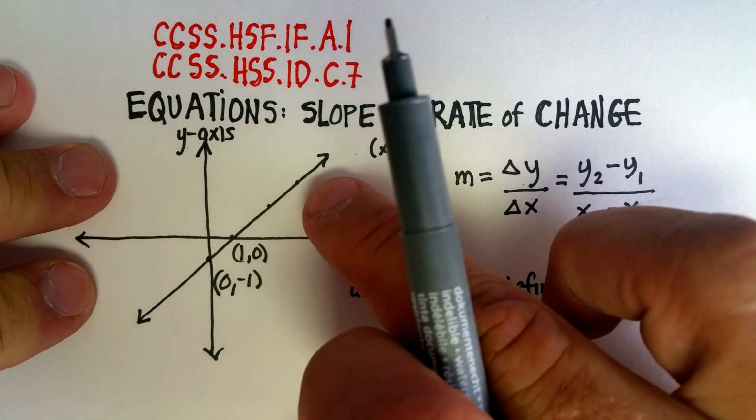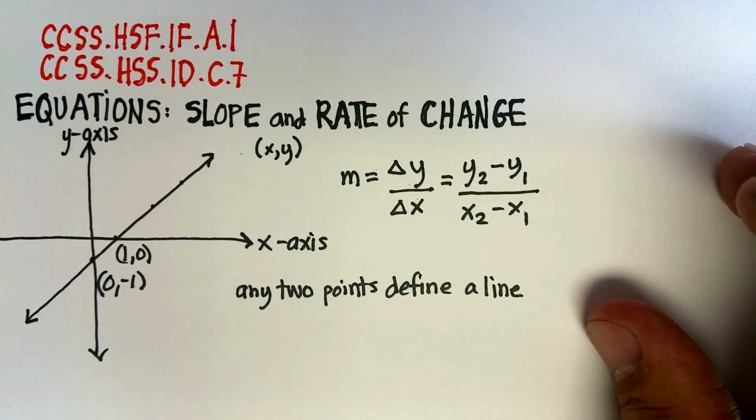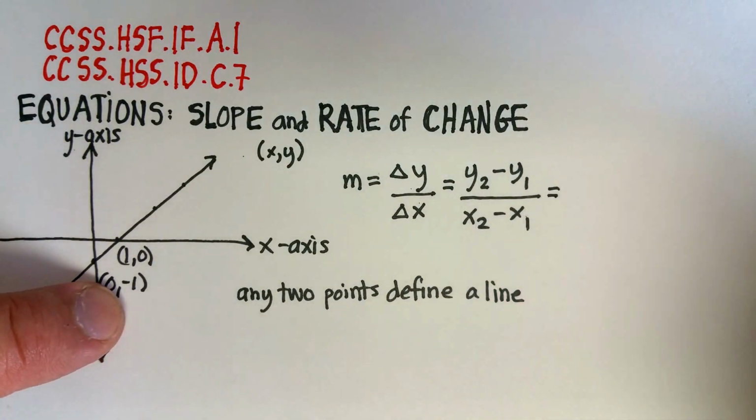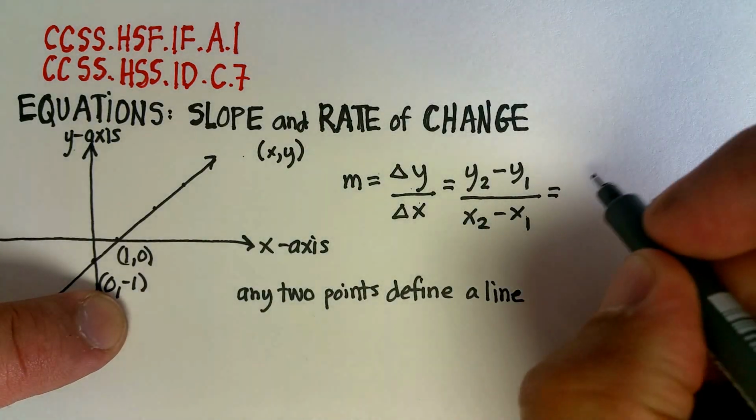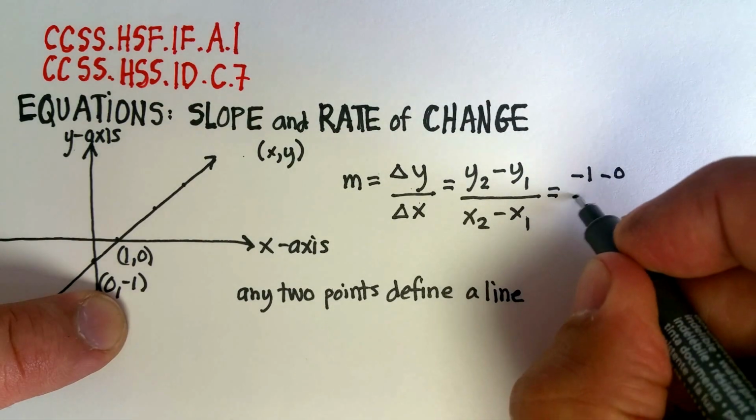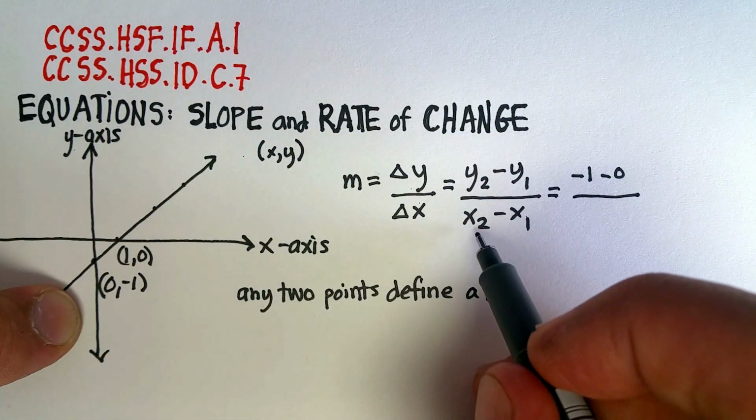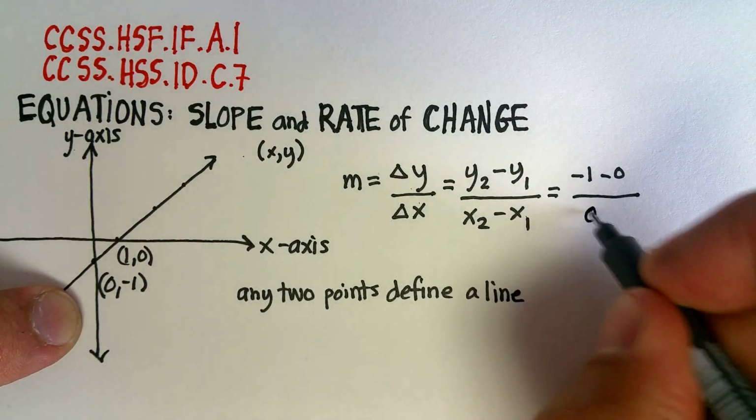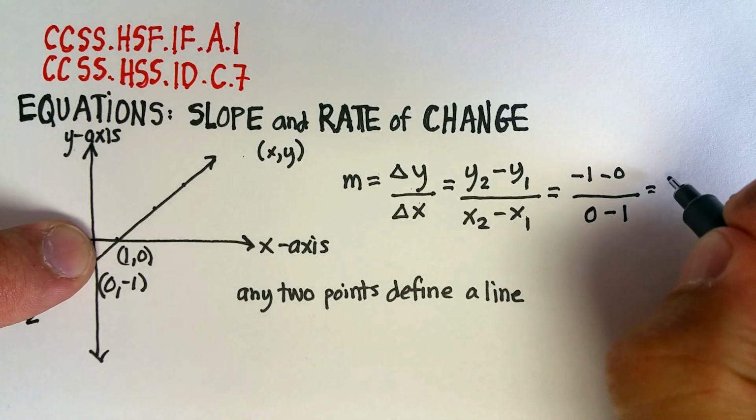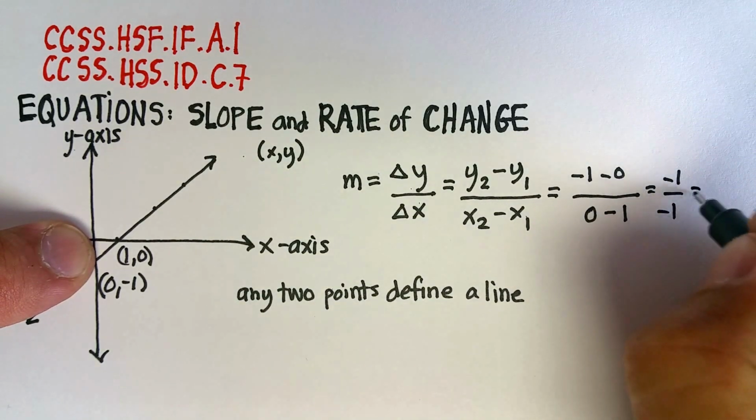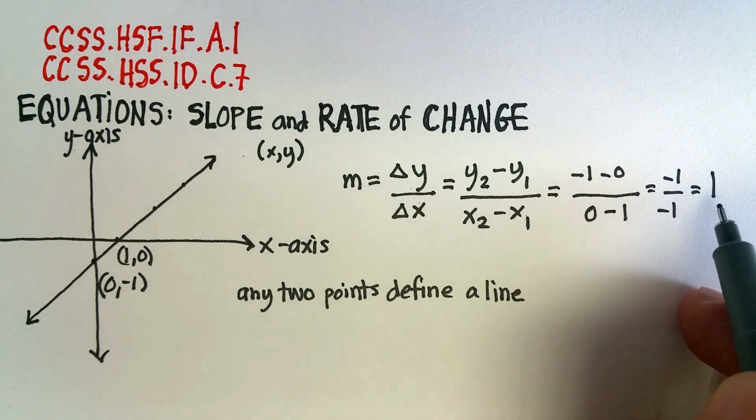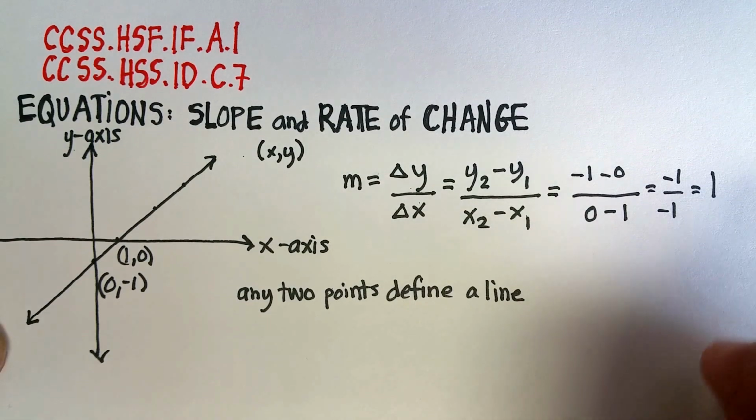If we wanted to figure out the slope of this line that we drew here, we would just substitute numbers. So let's say y2, let's just call this one the 2. So it's -1 minus 0 over x2, which would be 0 here, minus 1. And when we do our math, -1 over -1 gives me a slope of +1. So m here is equal to +1.